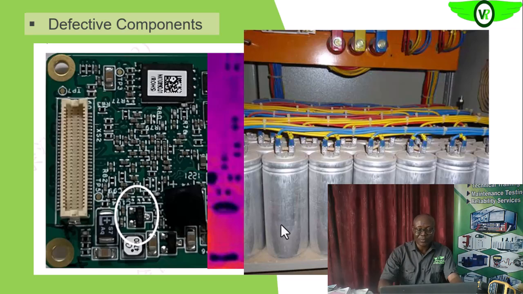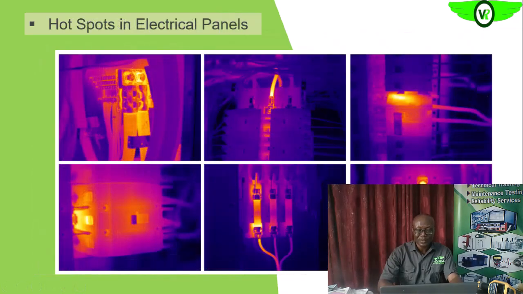So the capacitor that is faulty will either give us a hotspot to show that capacitor is developing some problems. You see the hotspot at the joint, or if the capacitor is dead, it will appear cooler while others will appear warm. Okay, so those are some of how you can interpret and apply infrared thermography.